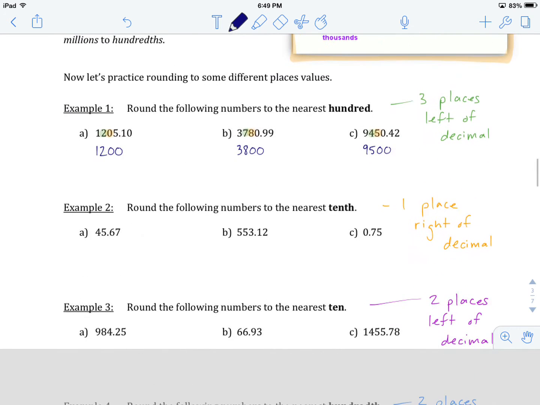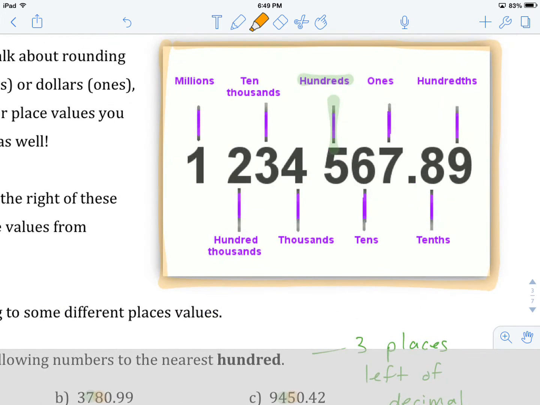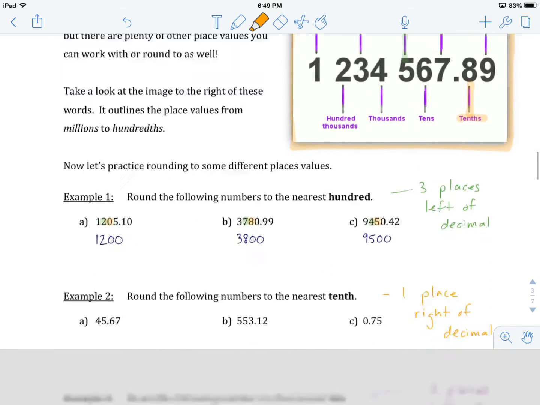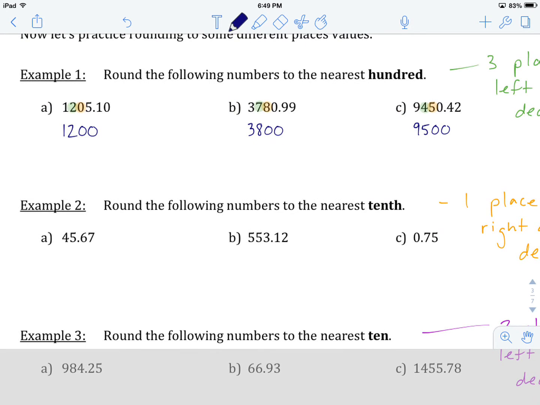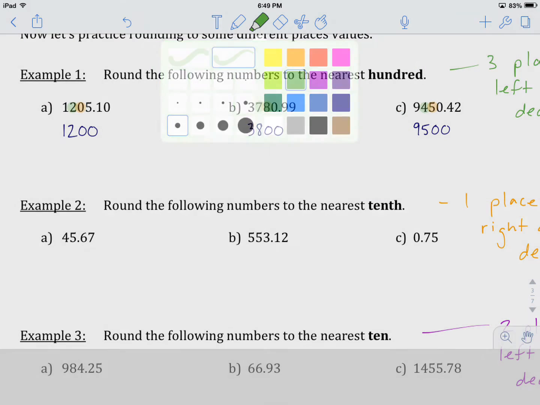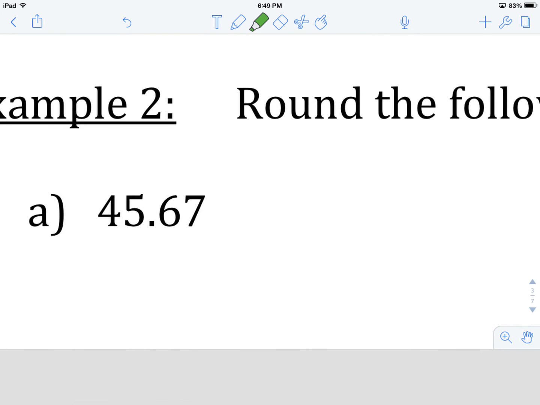Let's try example 2, which has us round the following numbers to the nearest tenth. So let's go have a look again at our graphic. We're looking for tenths this time. So tenths right here, you'll notice that that is 1 place value to the right of the decimal. So I've already got that written down there, 1 place to the right of the decimal. Now let's work one of these examples together. We are going to round 45.67 to the nearest tenth.